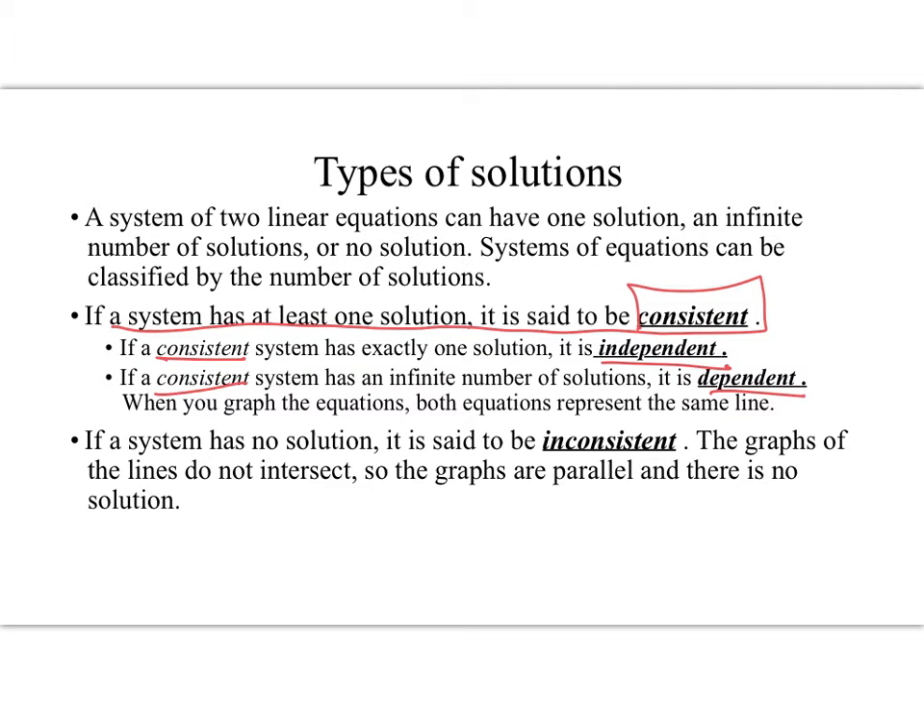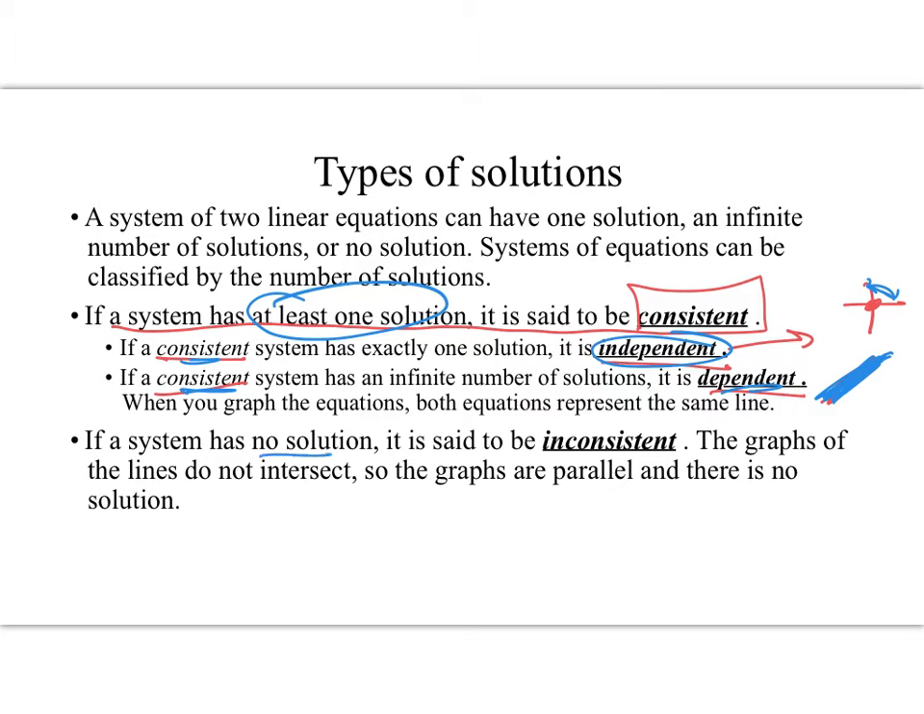The difference is consistent independent means the two lines cross at one and only one point. Consistent dependent means you have one line, and when you graph the other one, it's the same exact line. So when we say something's independent, they're two independent lines. They have nothing to do with each other. Dependent means they're the same exact thing. But the idea is that consistent means they actually have at least one solution.